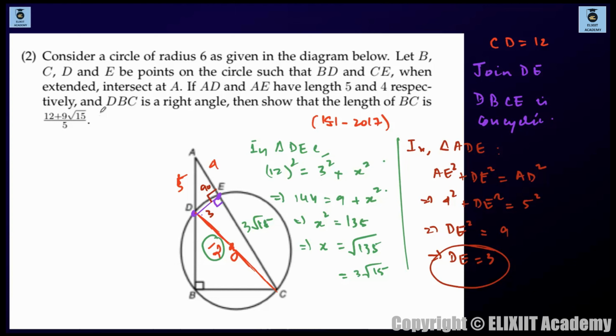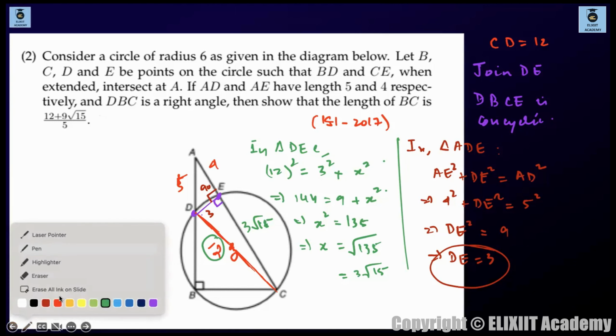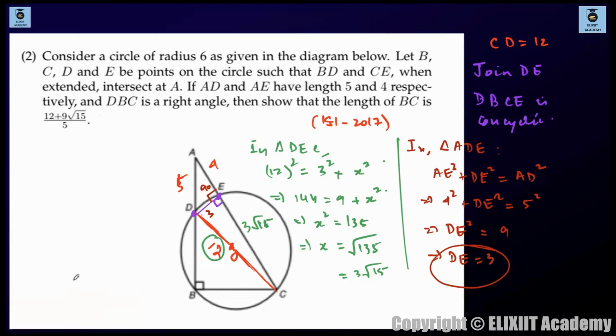Means what to say is this thing, CA times CE is equal to AB times AD by that theorem. So the rest you all can do from here. Let's do the calculation. Let's finish up this question.